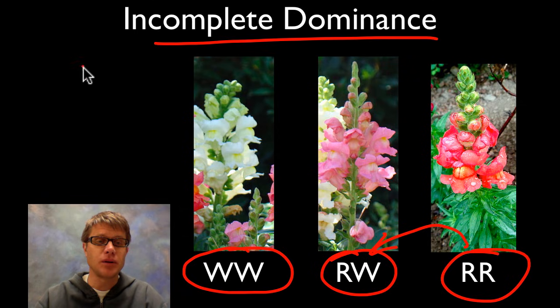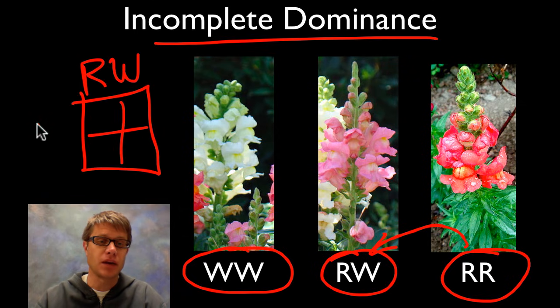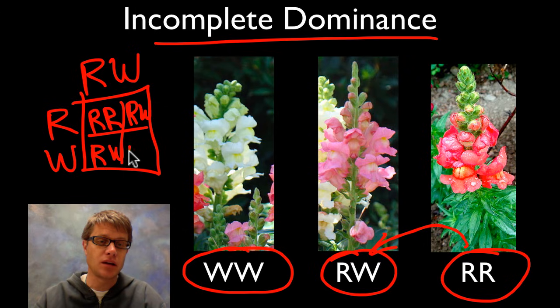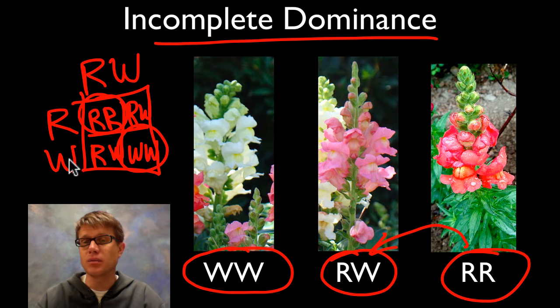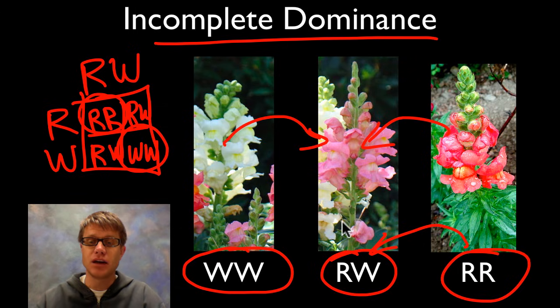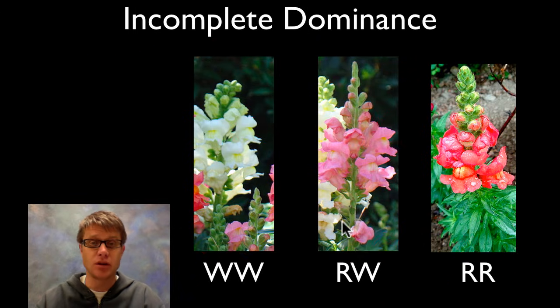But in incomplete dominance, if we were to cross pink with pink, and we do the Punnett square for that, what we're going to get is a red snapdragon, a pink snapdragon, and a white snapdragon. And so we can get that white and that red back. And so incomplete dominance is when you get one gene from each of these two, then the combination is going to be somewhere in between the two.